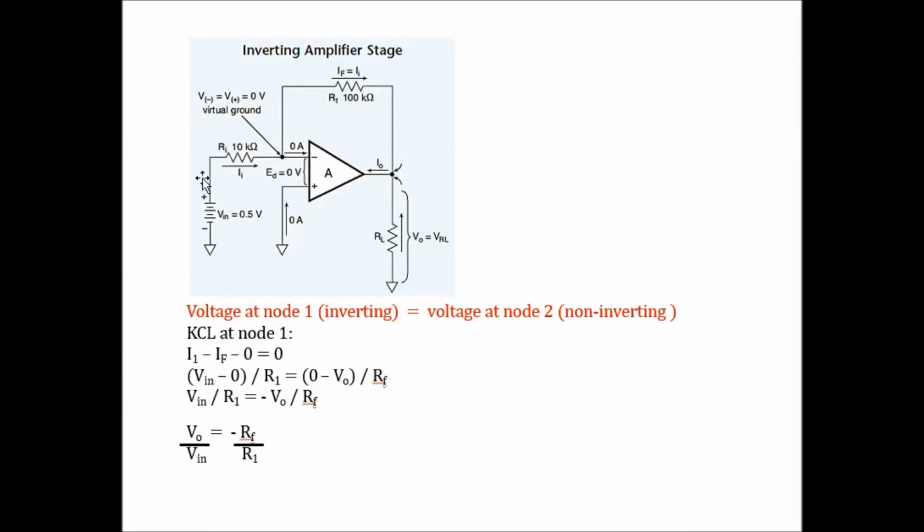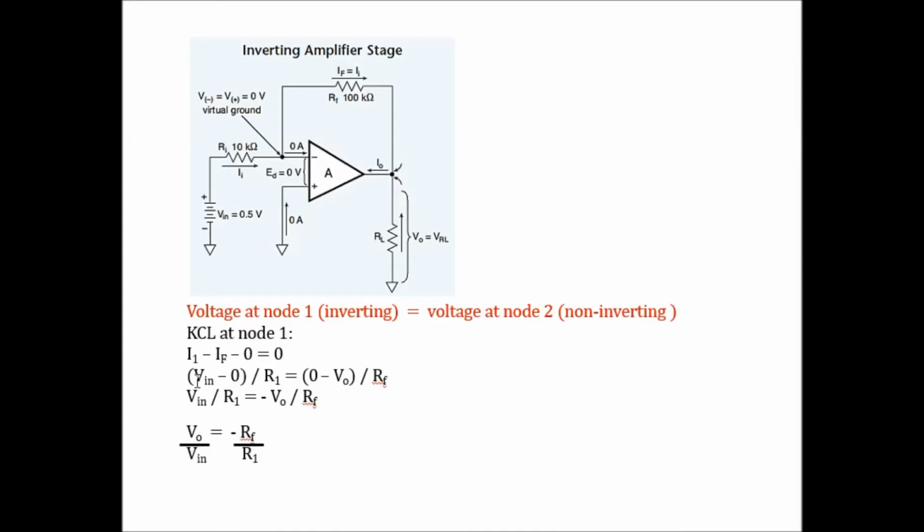Then using the branch current equation, V in minus 0, because this node is 0 volt, over R1, which is the resistor here. And then IF is brought over to the right, which this is IF now. So the equation is 0 minus V out, this is my output voltage, over RF. If I rearrange, I will have the gain V out over V in equivalent to minus RF over R1. This is called inverting because of this negative sign.